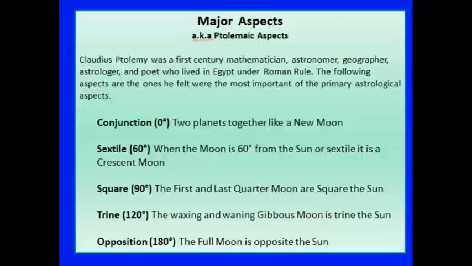I'll show a little bit more about how this works as we go along. And then the trine is the phase of the moon that is the waxing and waning gibbous moon, and that is when the moon is trine the sun, or at a 120-degree angle. And then the opposition is, of course, the full moon, when the moon and the sun are opposite each other.